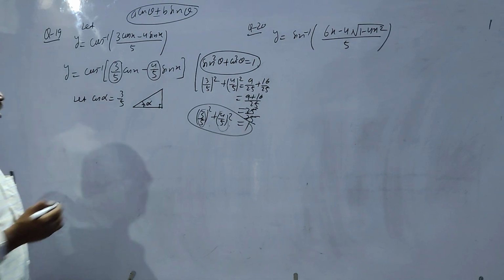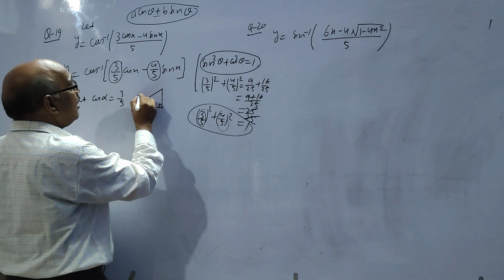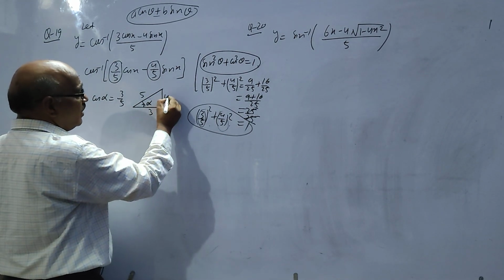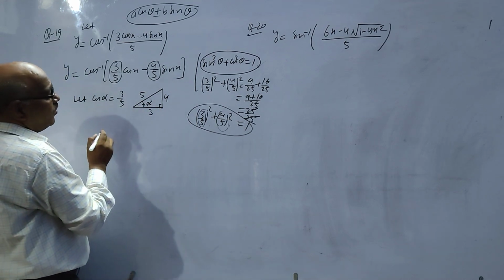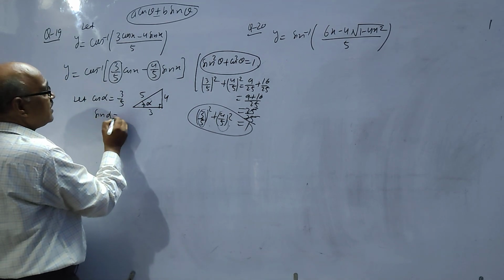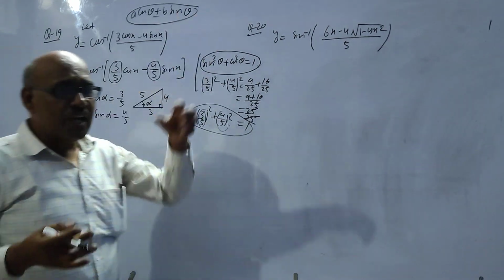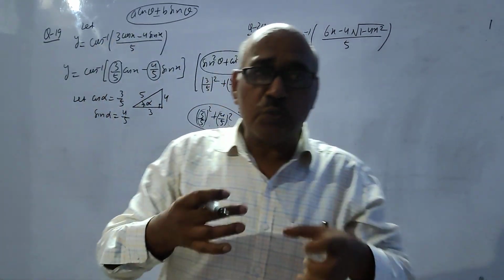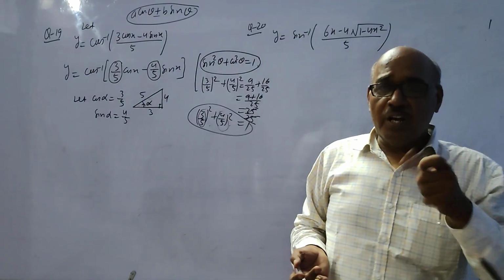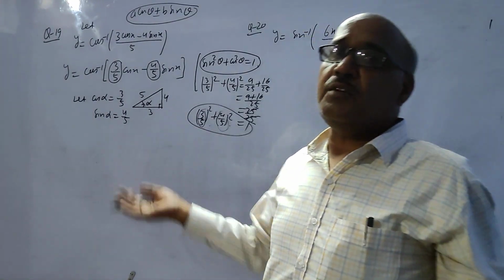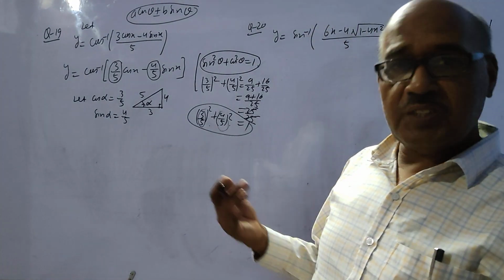Cos alpha is equal to base upon hypotenuse, that is what? 3 upon 5, and by Pythagoras it is what? That is equal to 4. So you find sin alpha is equal to perpendicular upon hypotenuse. तो ये ध्यान में रखिएगा, if there are two numbers, उनके स्क्वायर का सम 1 है, तो if one number is representing cos, then second one will represent sin for the same angle.